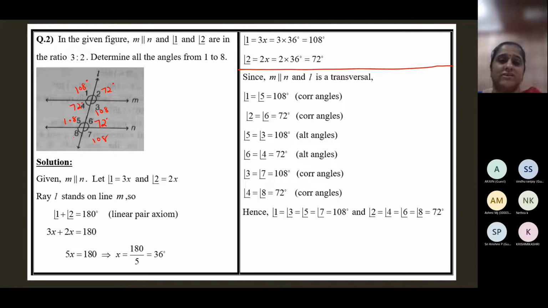6 is equal to 8, vertically opposite angles are equal. So 8 is also 72 degrees. So you can also work like this.